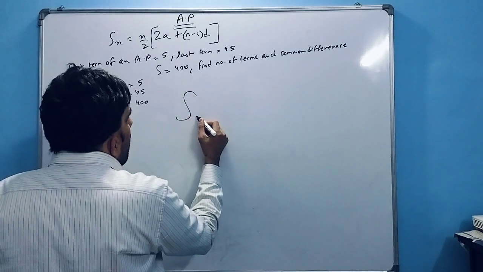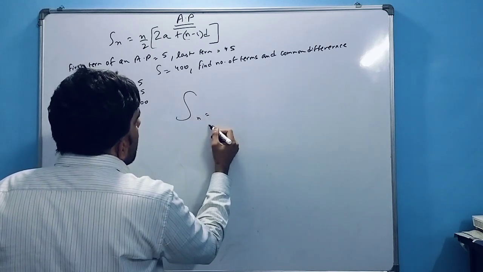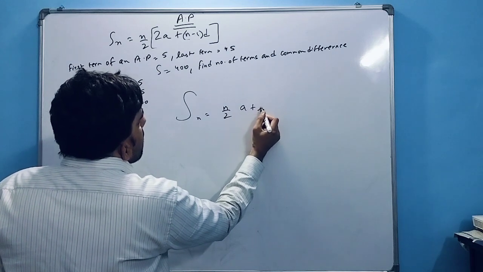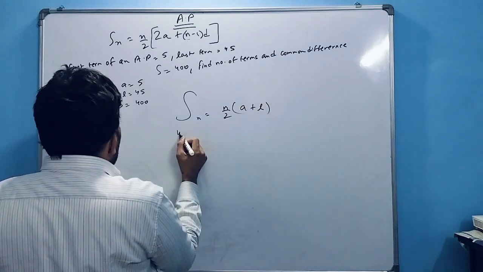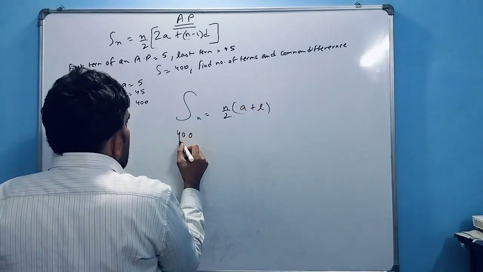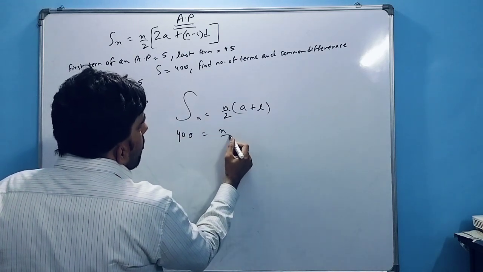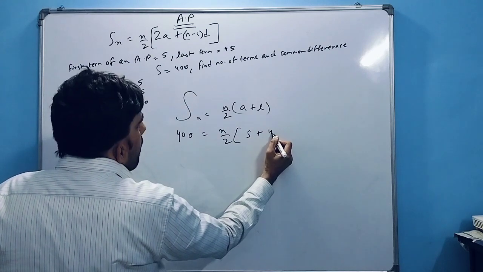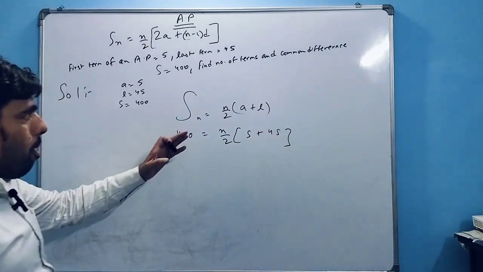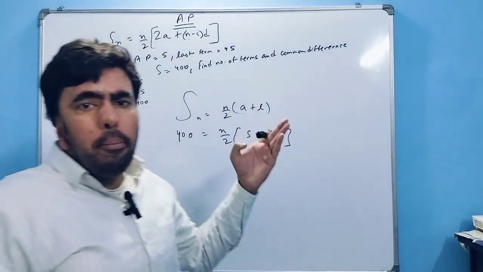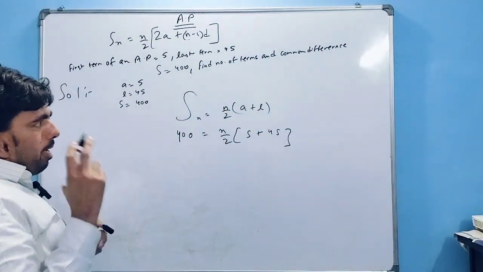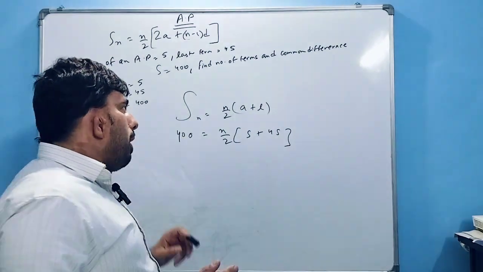We have the formula here. Sum of n terms with last term is n by 2 (a plus L). So now we have S as 400, and we have a as 5, plus L we have 45. This is another formula. If we have the first term and the last term given, we can use this formula, that is the sum is n by 2 (a plus l).